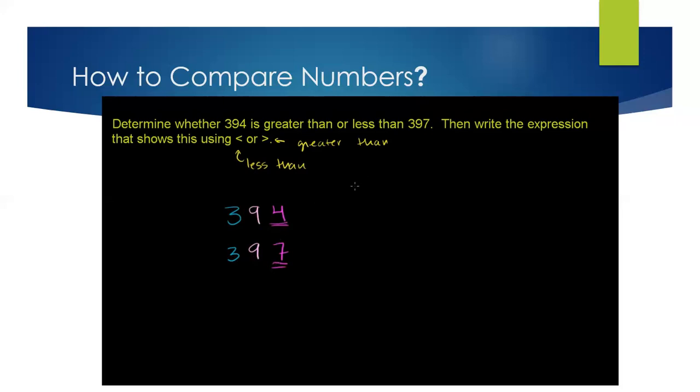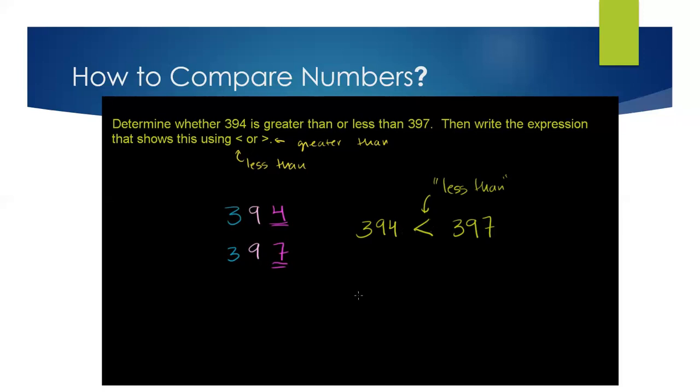If you look on a number line, 4 comes before 7. If you're counting to 7, you're going to pass up 4. So 394 is less than 397, and the way that we write that, we would just write 394 is less than 397. And the way I remember that this means less than, is that the smaller number is on the side that has kind of a smaller side. You can imagine this side is much smaller than this side over here.